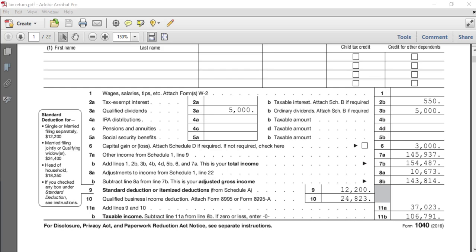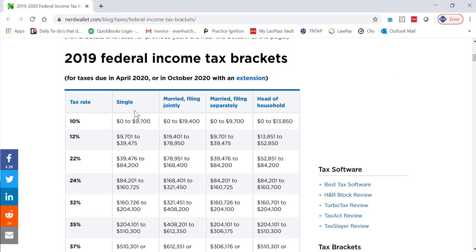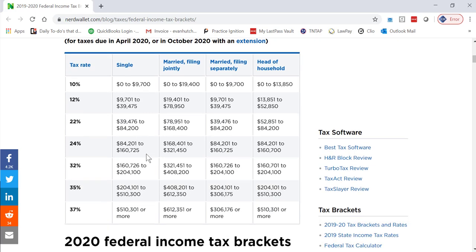Okay, so now we are at taxable income, so we need to calculate the actual tax. The system is a marginal tax rate. So I just pulled up that same website. If we go to a single individual, what I mean by marginal is his first $9,700 is not taxed at his tax rate. It's taxed at 10%. And then the next portion of money from 9,701 to 39,000 is taxed at 12% and so forth.